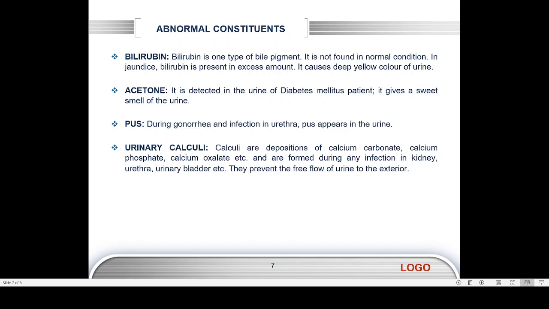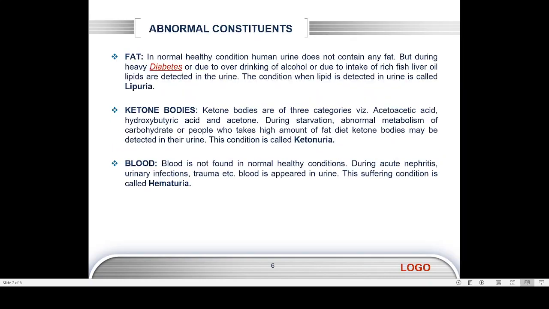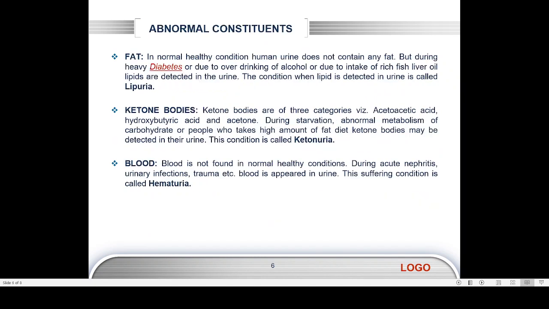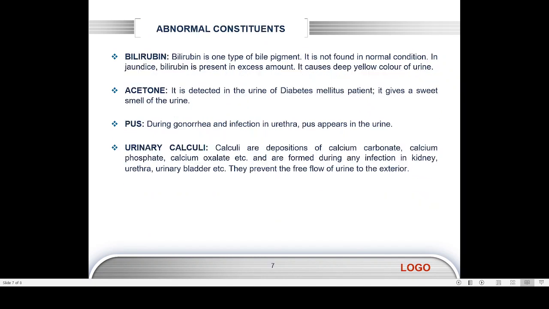So these are the other different types of abnormal constituents. Here you can see that there are about 3 main constituents. Then there are another 3 substances. Then another 4 smaller substances are also present. So these are the different types of materials that you can find in urine.